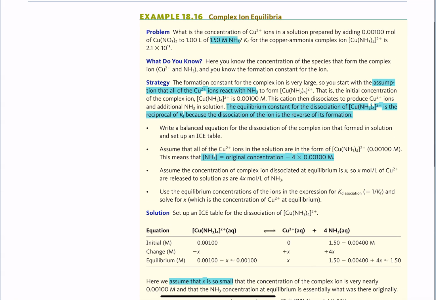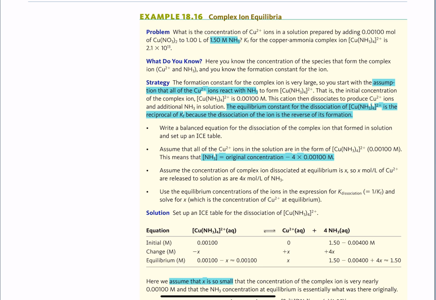Here is an example problem. What is the concentration of the copper 2 ion in a solution prepared by adding 0.00100 moles of copper 2 nitrate to 1 liter of 1.5 molar ammonia? Now, once again, we're going to follow the strategy that I've encouraged you to adopt, and that is the first thing you do is write the equation.